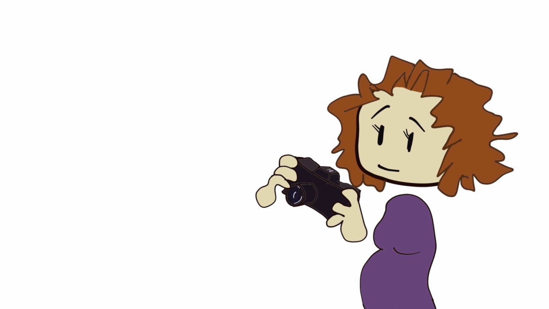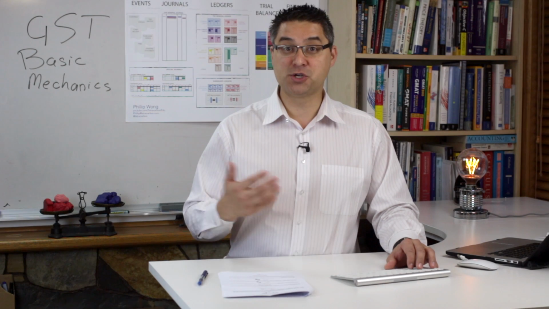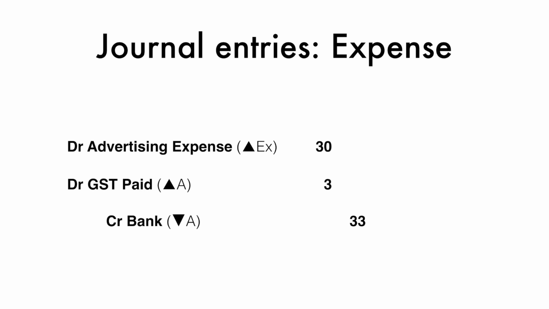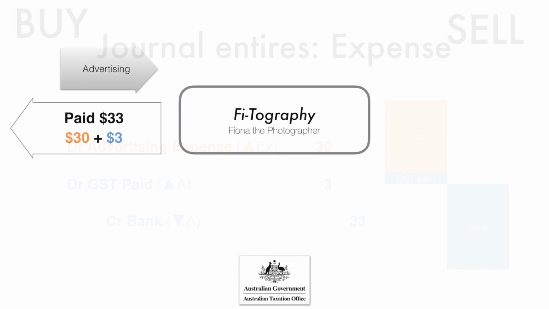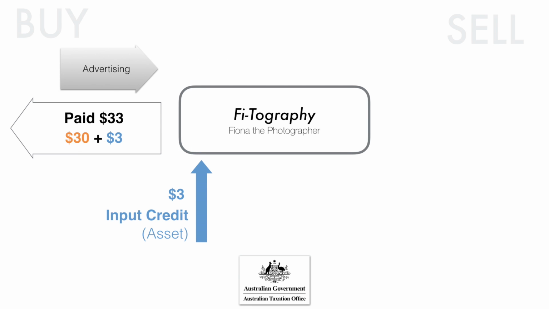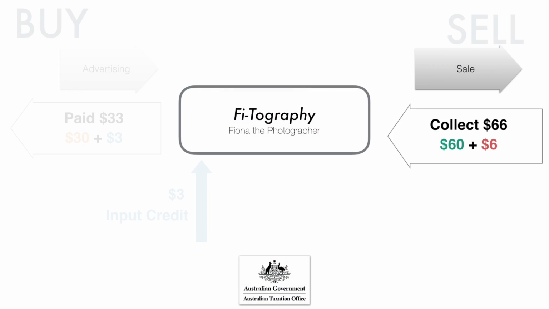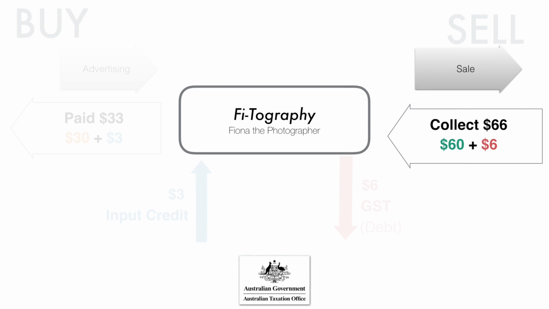Fiona the photographer runs photography as a sole trader. Fiona makes a purchase of $33, GST inclusive, of internet advertising from an Australian GST registered business. Fiona records the $30 of expenses plus $3 of GST paid, which is an asset, and she claims this as an input credit back from the ATO later on. This advertising leads to a very small job, which she bills the client for $66, $60 of which is revenue, $6 is GST collected. That would be a liability that you now owe to the ATO.